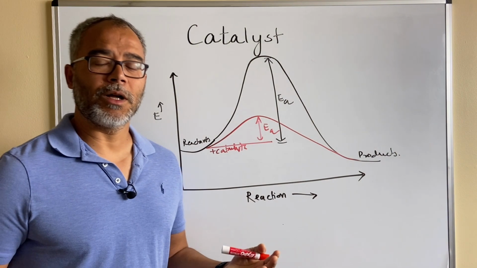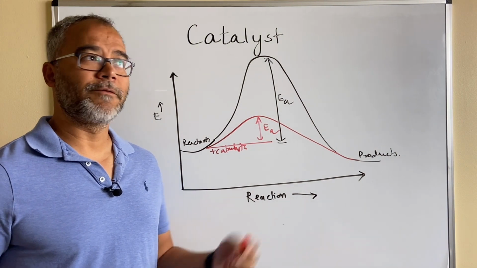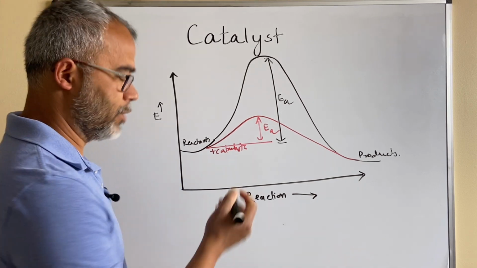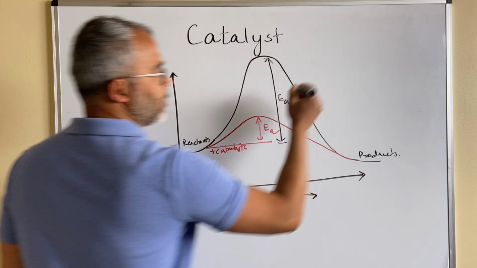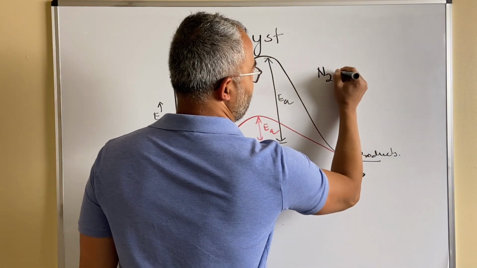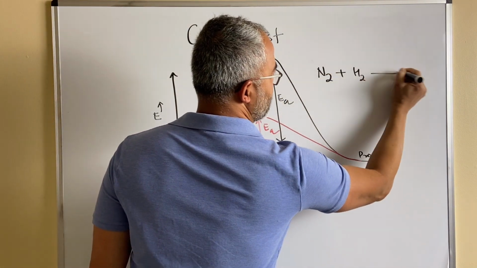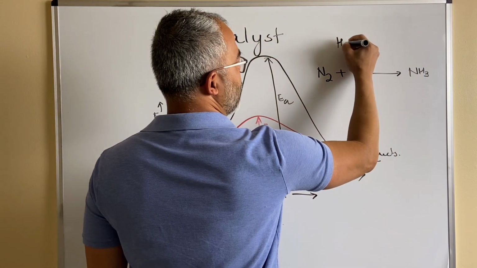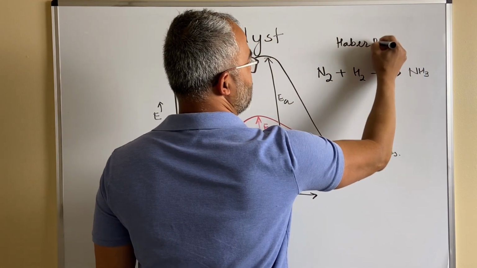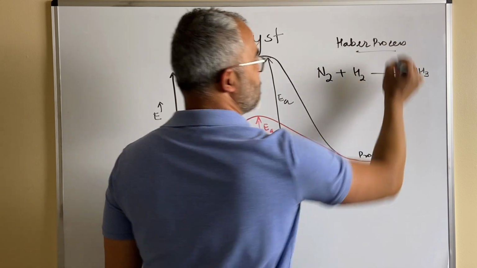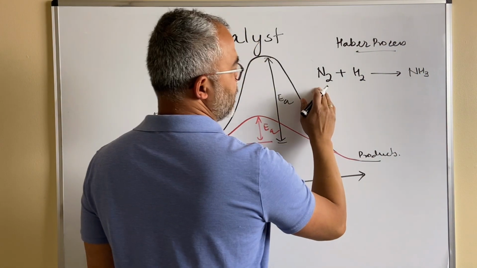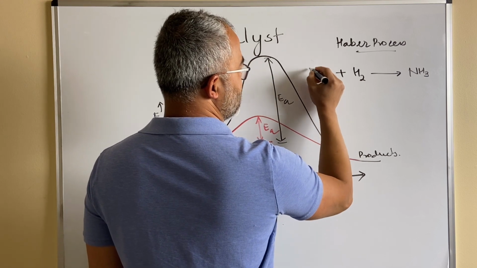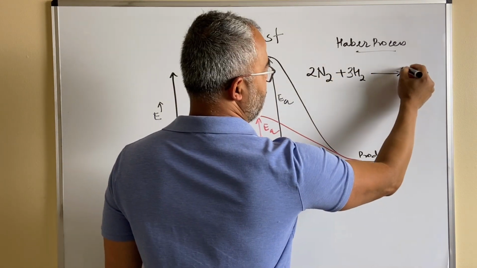So let's take for example the production of ammonia from nitrogen and hydrogen. This is a very difficult reaction, by the way. So you have nitrogen plus hydrogen and you're trying to make ammonia. This is called the Haber process. It's a very famous process to make ammonia. Let's go ahead and balance this. So you have N2 out here, 3 H2 out there, and 2 NH3 out there.